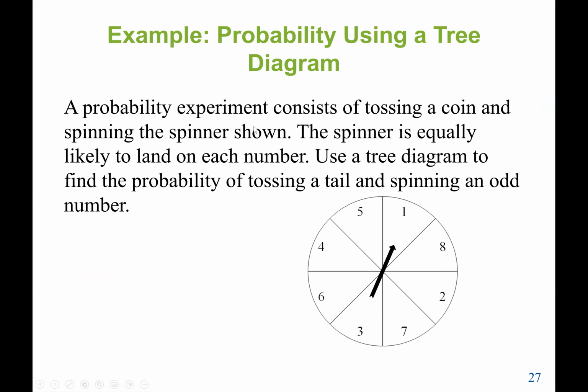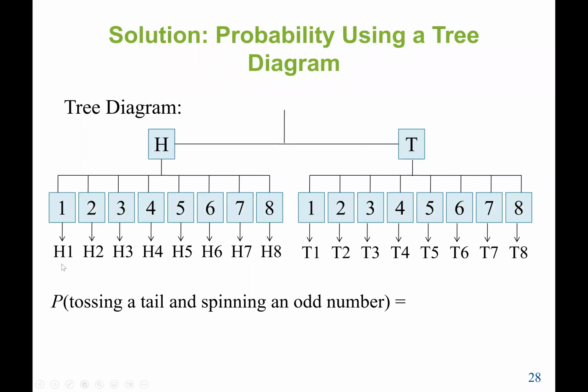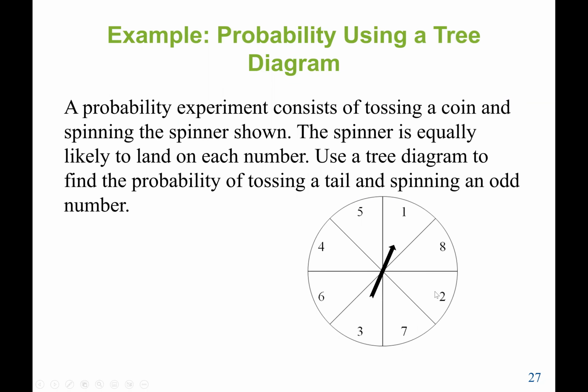Another example here: a probability experiment consists of tossing a coin and spinning the spinner shown below. The spinner is equally likely to land on each number. Use the tree diagram to find the probability of tossing a coin and also spinning an odd number. So first we start with our tree diagram. We have the tossing a coin, we have only a head and a tail. And also the spinning, as we can see, has 8 sides from 1 to 8.